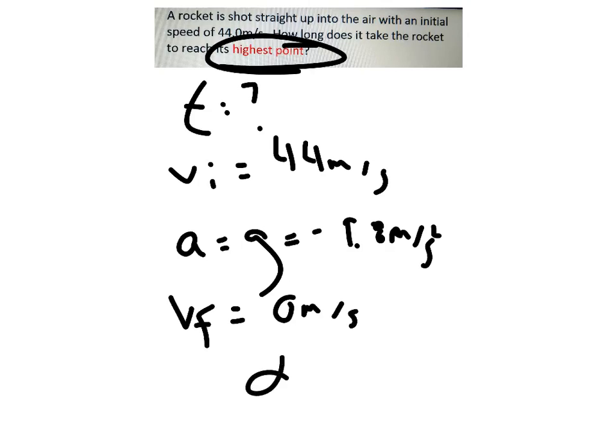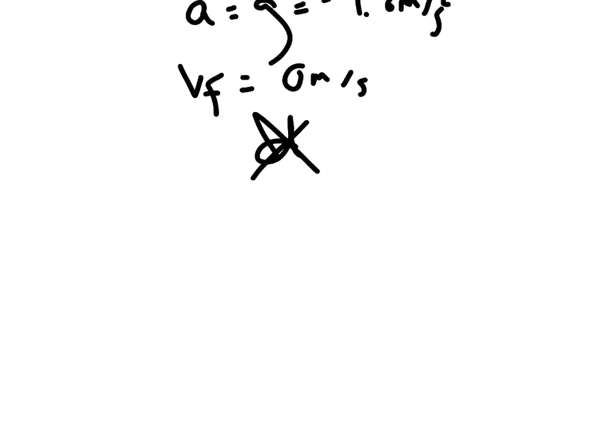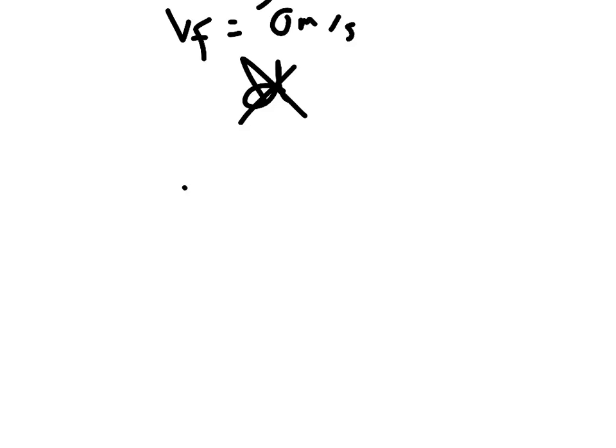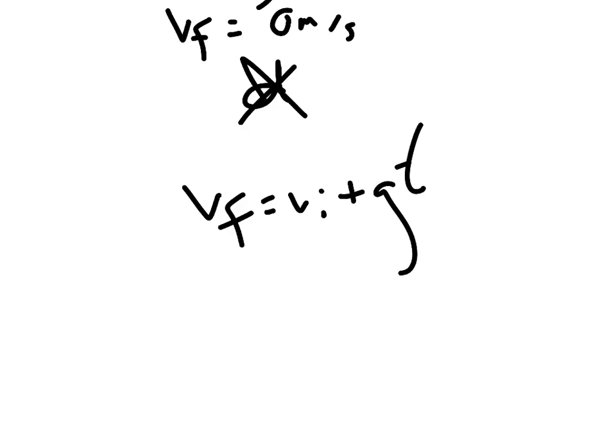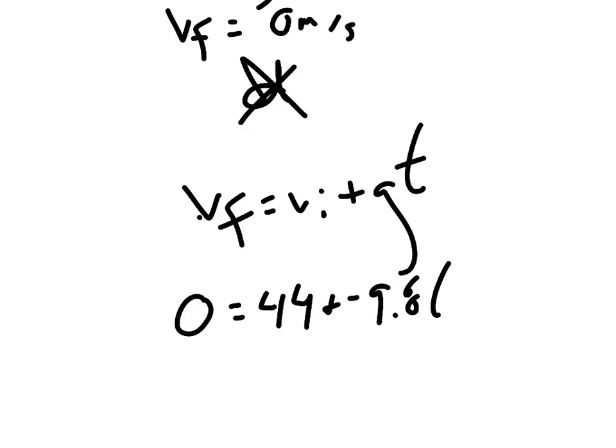They never mentioned anything about the displacement, so we're going to make it easy on ourselves. We're going to use an equation that doesn't have the displacement in it, which is Vf equals Vi plus gt. And then we're going to plug in what we know. Vf is 0 because it's at the highest point. That is only true at the highest point. Vi, they said, was a positive 44. Gravity is a negative 9.8 t.